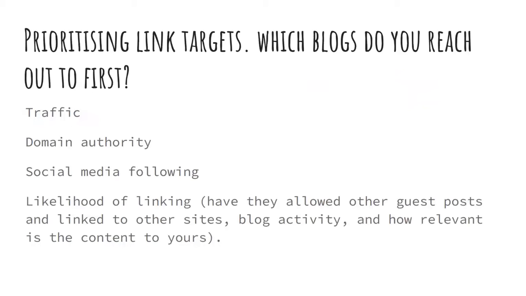So what you're going to want to do is prioritize link targets. Which blogs do you reach out to first? Let's say you've got a bunch of blogs that you can reach out to. Well, that's a lot of them that you're going to manually reach out to, so you need to prioritize. The way I like to prioritize is traffic. See which one's getting the most traffic. That's a good way to prioritize.